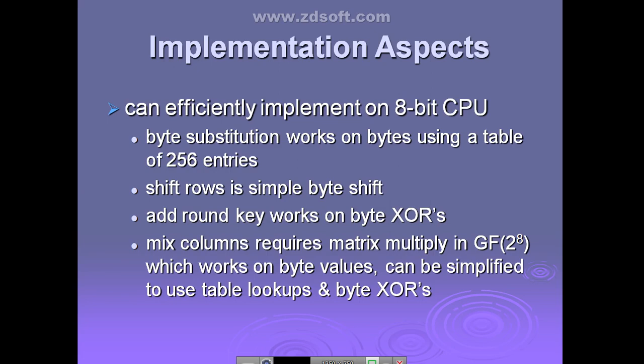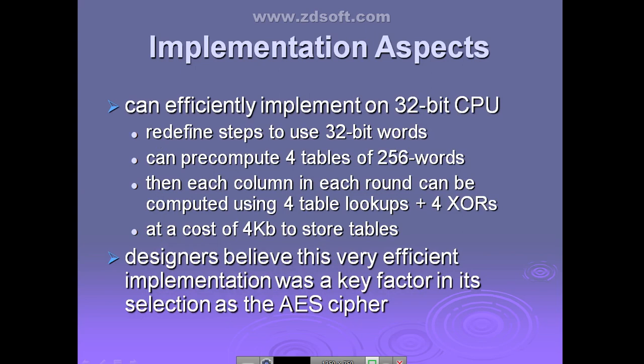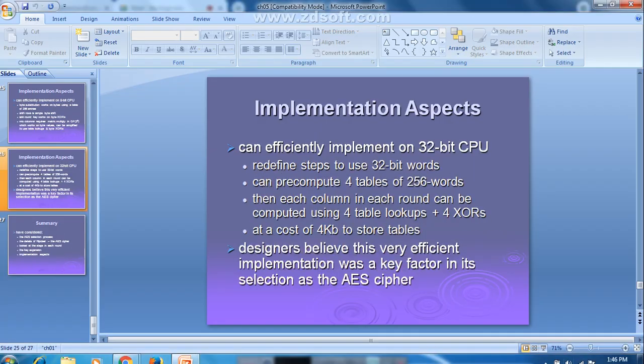It is possible because byte substitution works on the byte using a table of 256 entries, that is one S-box. Shift rows is a simple byte shift, a circular left shift operation. Add round key works on bytes with bitwise XOR operations, and mix columns is just like a matrix multiplication. So all these operations can be efficiently implemented on an 8-bit CPU, and AES can also be implemented on a 32-bit CPU. Are you getting it, guys?